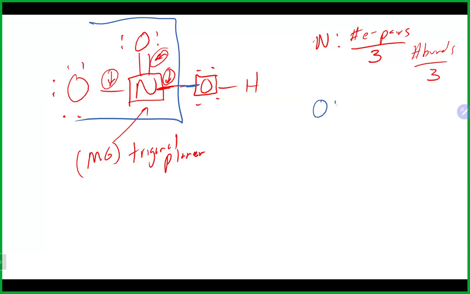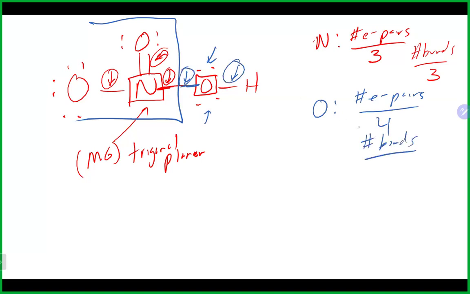And if you look at the oxygen, the number of electron pairs is going to be 1, 2, 3, and 4 with that guy coming in. And the number of bonds in this case would be 1 and 2, which means the molecular geometry for the oxygen is 4 electron pairs and 2 bonds, which is our bent, our V-shaped in this case. The electron pair geometry for the oxygen would be tetrahedral because it has 4 electron pairs now.